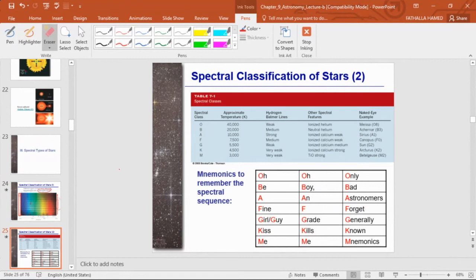Later on, it was discovered that you can actually get the surface temperature from these spectrums. An O star, the approximate surface temperature is about 40,000 Kelvin. A B star is about 20,000 Kelvin. An A star about 10,000. An F star is 7,500. A G star is 5,500. A K star is 4,500. And an M star is 3,000 Kelvin. So there is a pattern here.